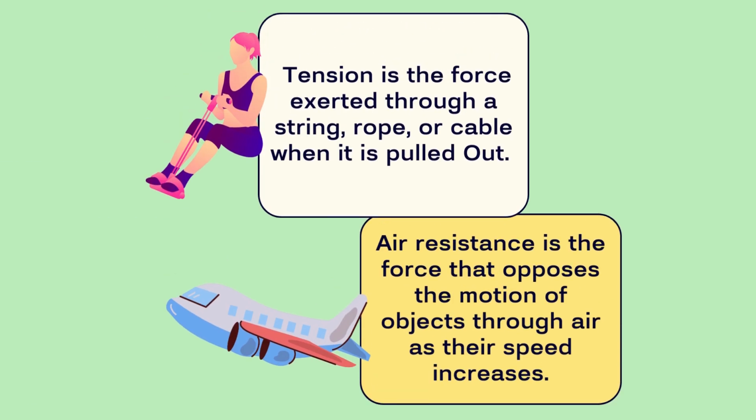Tension is the force exerted through a string, rope, or cable when it is pulled out. Air resistance is the force that opposes the motion of objects through air as their speed increases.